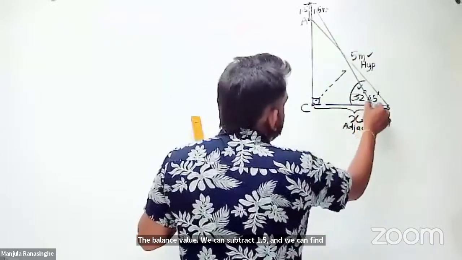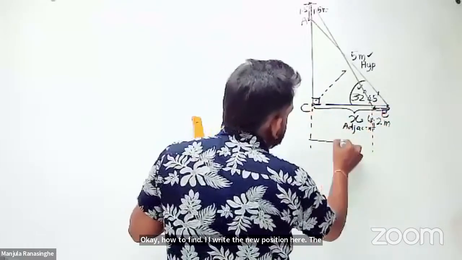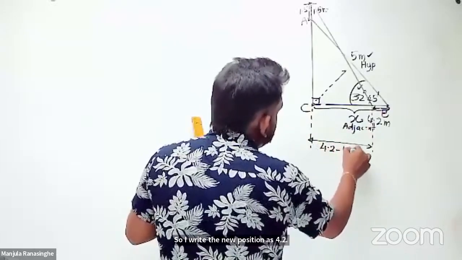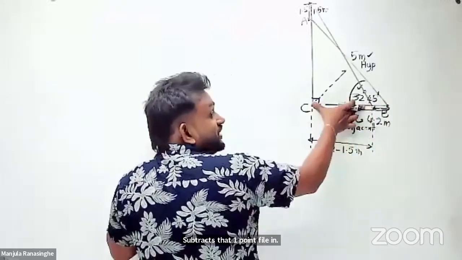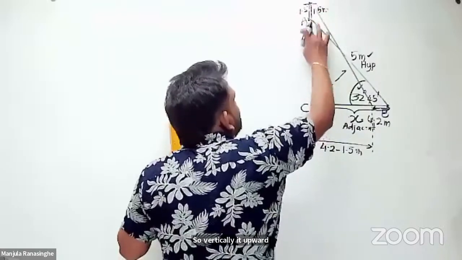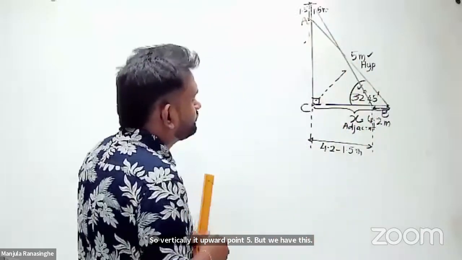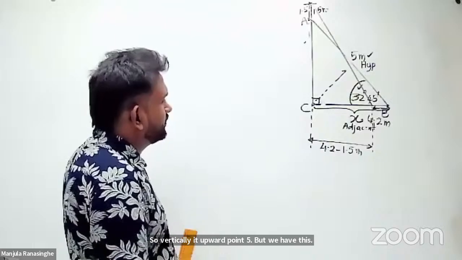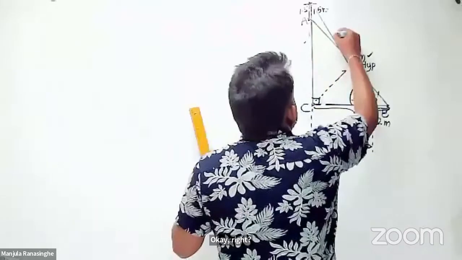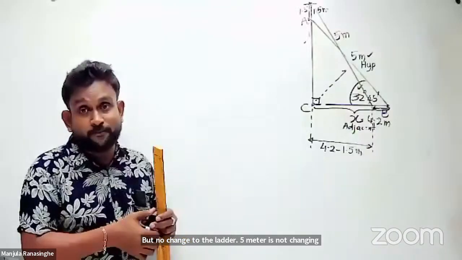How to find? I write the new position here. So I write the new position as 4.2 subtract that 1.5 length. The horizontally now this is the length. So vertically it is upward 1.5, but we have this length as well. But no change to the ladder length. 5 meter is not changing. 5 meter is not changing.